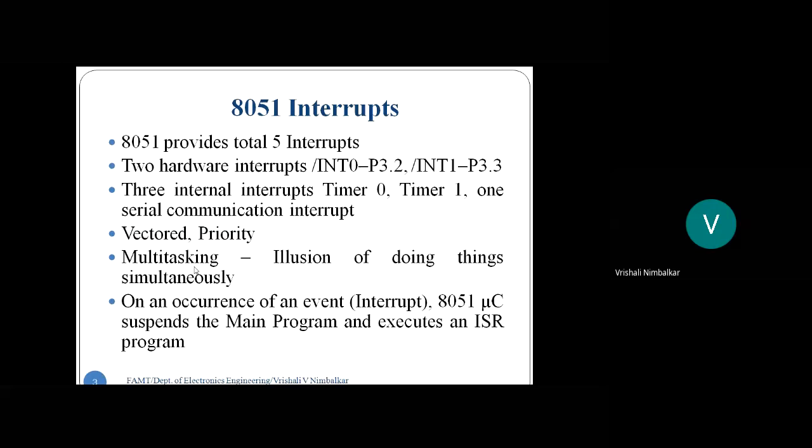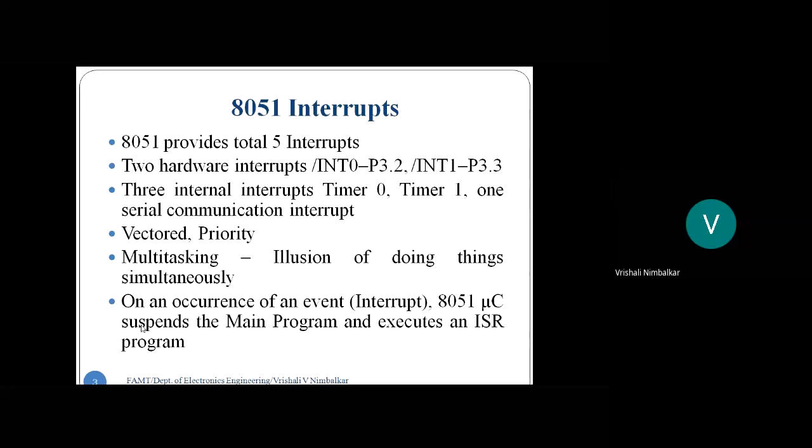Now, what does this interrupt do? As I said, on an occurrence of an event, on the arrival of that interrupt, the microcontroller will stop the main program execution and jump to execute a program which we'll be calling the interrupt service routine, ISR, or interrupt subroutine. So on arrival of an interrupt, the microcontroller will stop the main program execution, jump to the ISR, execute the ISR, and return back to the main program. So this is what happens on arrival of an interrupt.